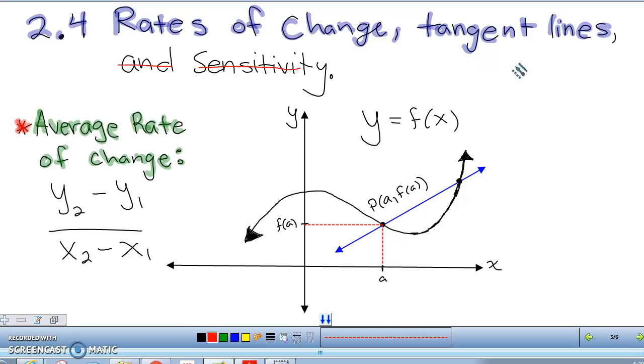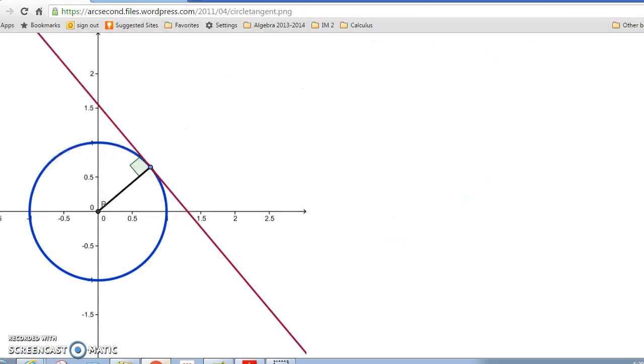What is a tangent line? Quick refresher from your previous math classes. Some of you might be thinking of a tangent line that looks something like this. You are correct. A tangent line is perpendicular to the radius of a circle, and it touches that circle at specifically one point.